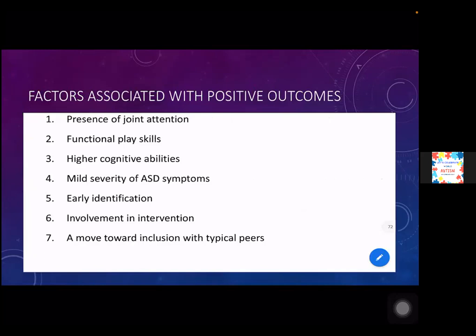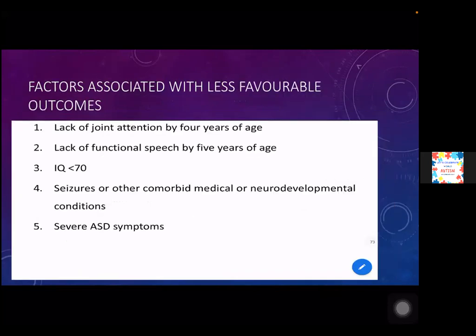Now coming to the final few slides of the seminar. What are the factors associated with positive outcomes? The presence of joint attention, functional play skills, higher cognitive abilities, mild severity of autism spectrum symptoms, early identification, involvement in intervention, and a move towards inclusion with typical peers. These are the factors associated with positive outcomes.